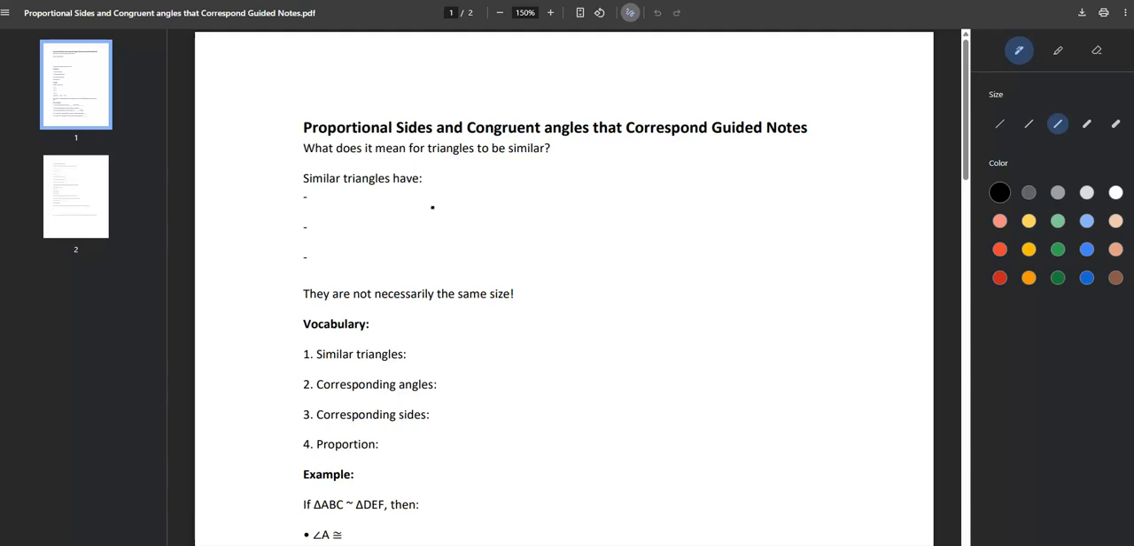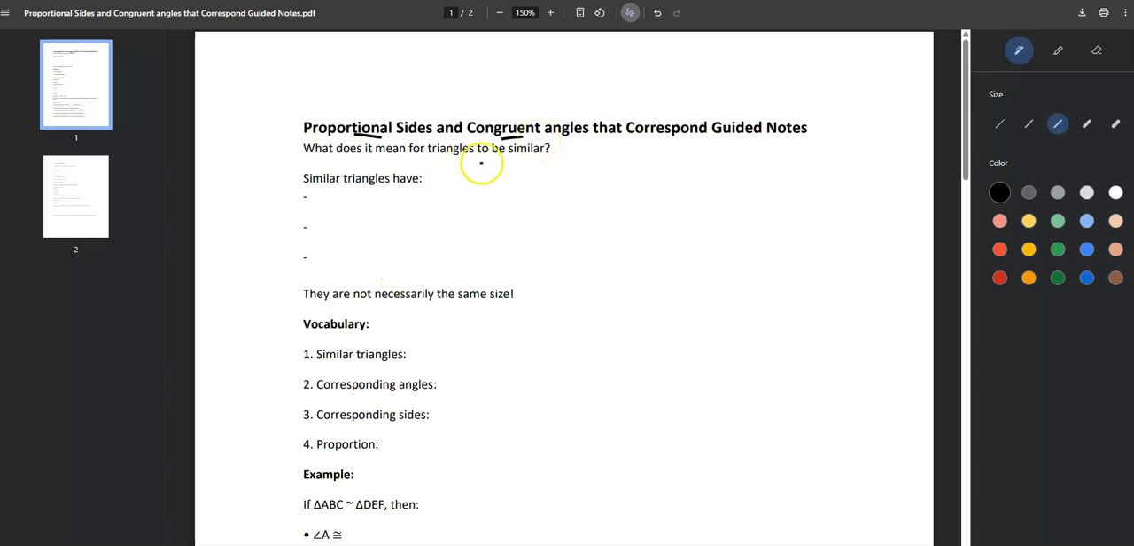And so we're going to look at a couple things. This is kind of a precursor to show that the triangles are similar. So we're going to introduce this and talk about some vocab words as well. The biggest thing is you need to know the corresponding sides and when they're proportional, and then you need to know corresponding angles and when they're congruent as well, okay?